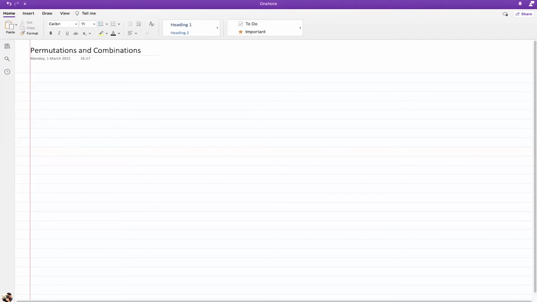Yeah, so permutation combination is all about knowing the order of things. Okay, so I'll give you an example. Let's suppose you're having a fruit salad and you have a number of fruits in it, maybe some grapes, some apples, some bananas.